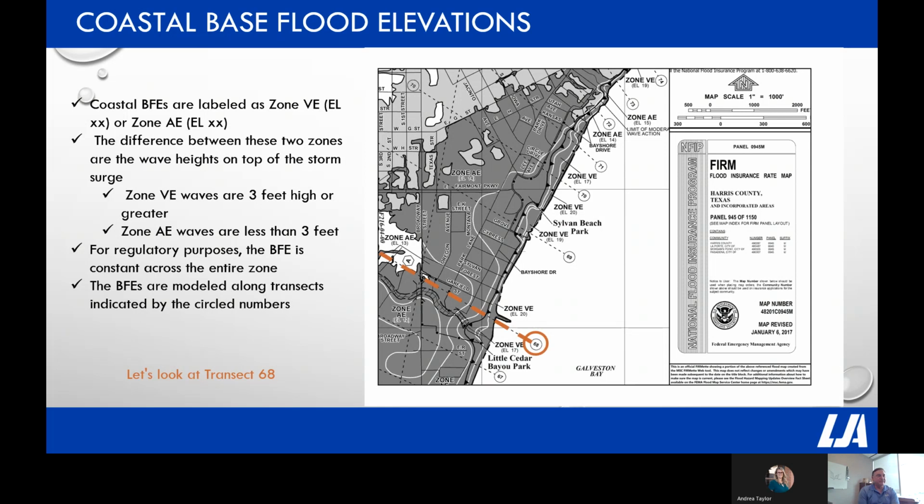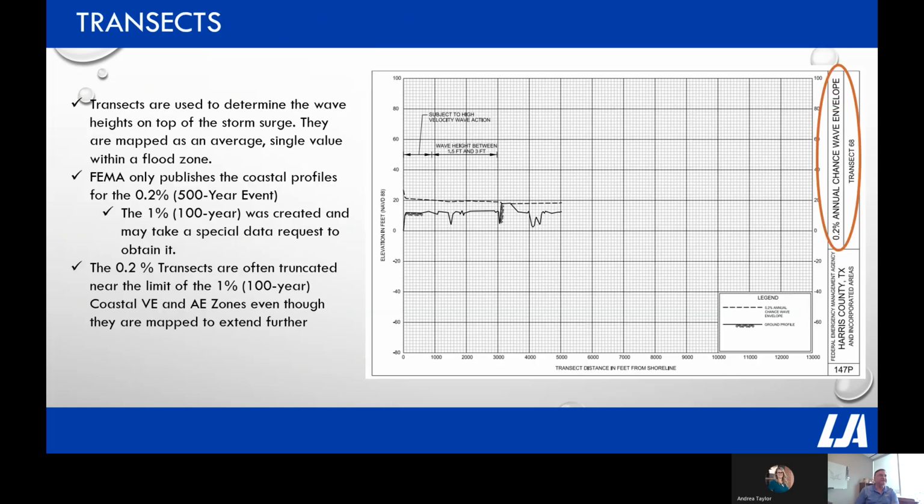I'm going to show you something. Here's Transect 68, for example. Those transects, you're starting in the water and you're walking landward. So you're going to pick up topography, you're going to pick up water surface elevations, and these are used for determining the wave heights. And here's an example.